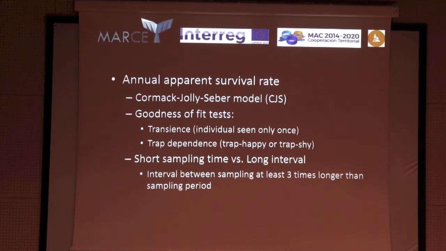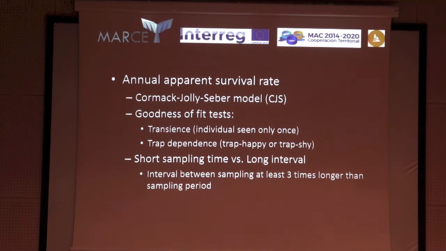So it's called the Cormack-Jolly-Seber model. It's actually 3 guys that came at the same time with the same model, and they each published the model on their own, and then afterwards people said, okay, you did the same thing, so we'll call it with all of you. So there are goodness of fit tests. So this is to know how well your data set can be analyzed within the model. So there you are looking for problems of transience, so these individuals that have been seen only once in your data set, so they can create problems to estimate well the survival rate.